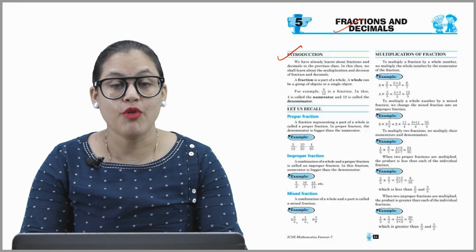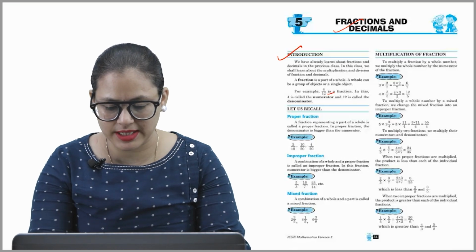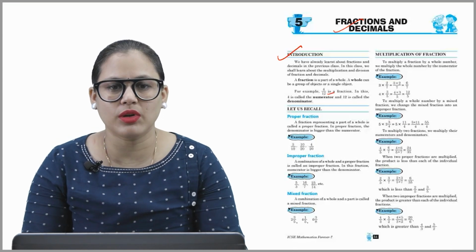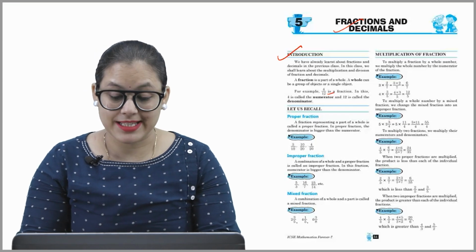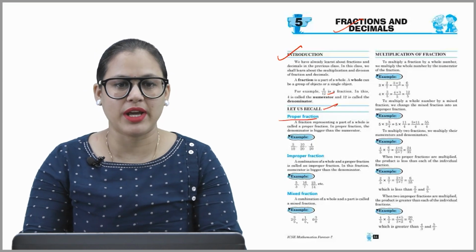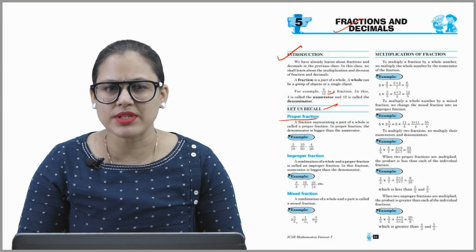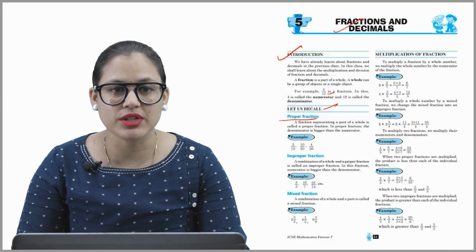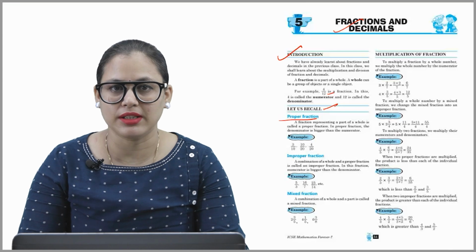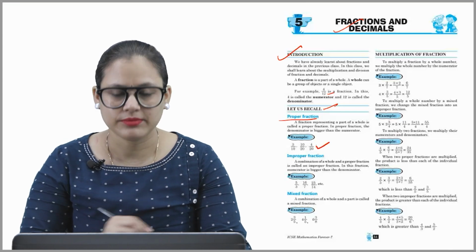For example, 4 by 12 is a fraction, you know that, and in this 4 is called the numerator and 12 is called the denominator, which you already know, right? Let us recall. First, proper fraction. A fraction representing a part of a whole is called a proper fraction. In a proper fraction, the denominator is bigger than the numerator, for example.